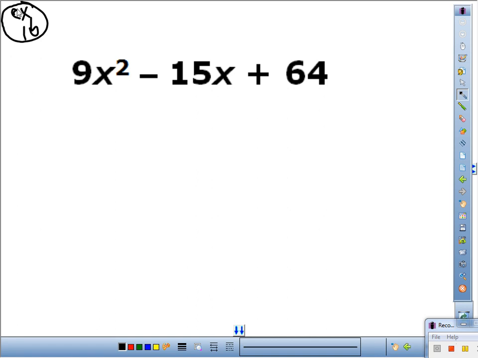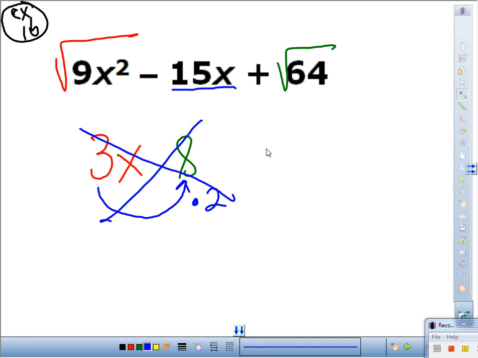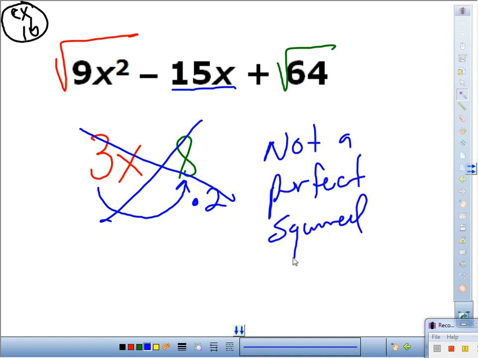All right, let's go over this one. Square root of the first. Square root of the last, 8. What is 3 times 8? Times 2? 48. Is this 48? No, then this doesn't work. This is not a perfect square trinomial. And that's all you write.